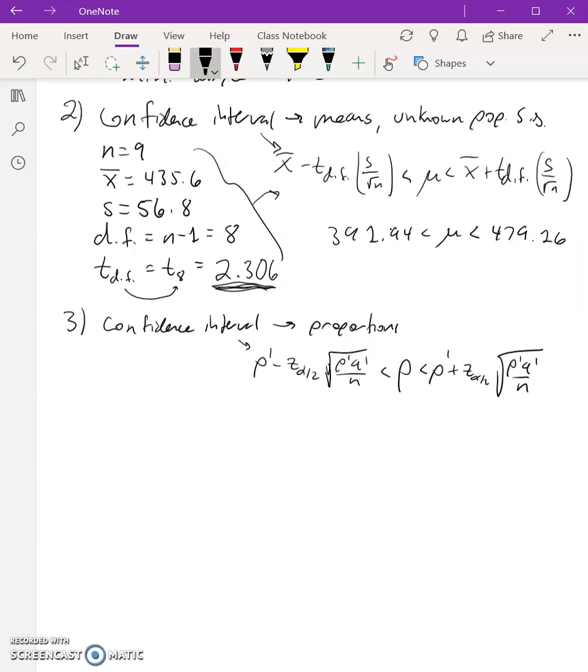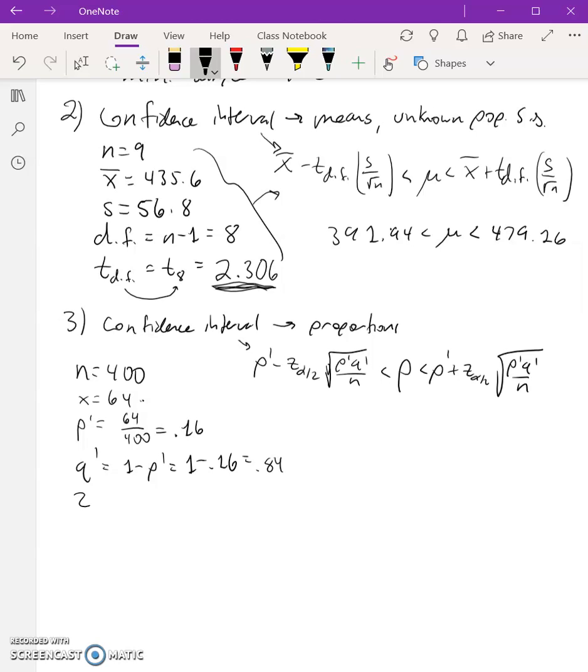Now, again, finding the information from this problem, we would see N is equal to 400. Our X in this case is 64. So this is the number of people that have the desired characteristic. So we use this to find P dash, which is going to be 64 over 400. So that is going to be 0.16. Our Q dash is always 1 minus P dash. So this is going to be 1 minus 0.16, or in other words, this is 0.84.